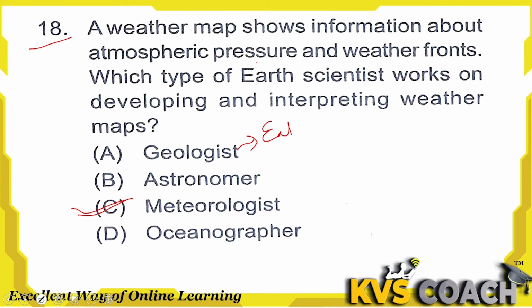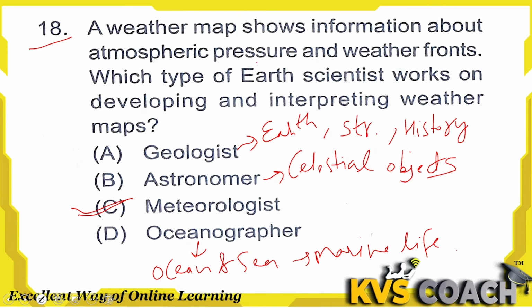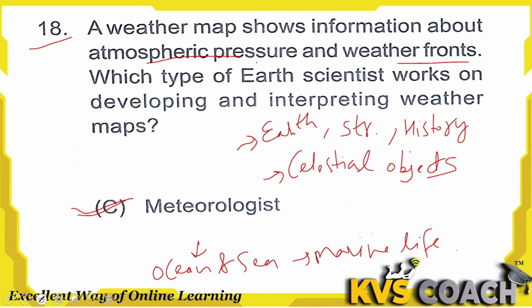Geologists study the earth, its structure and its history. If I am talking about astronomers, astronomers study celestial objects like planets, moon, galaxies, stars. They are known as astronomers. If I am talking about oceanographers, they study the ocean and sea and their marine life. So the right answer for atmospheric pressure and weather fronts is meteorologist. Option C is the right answer here.